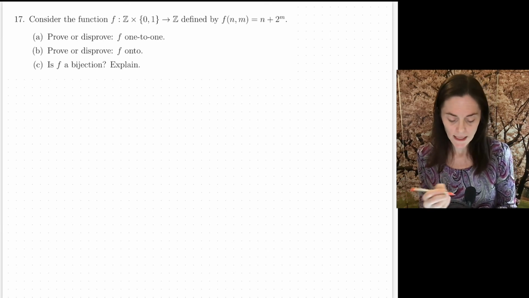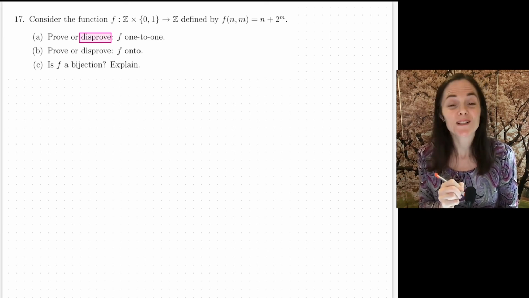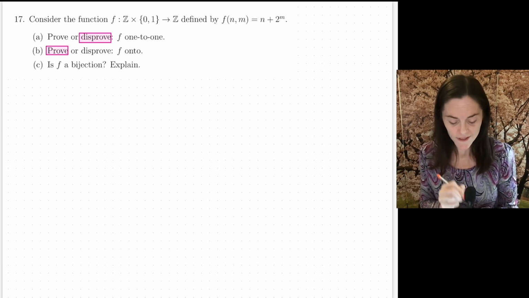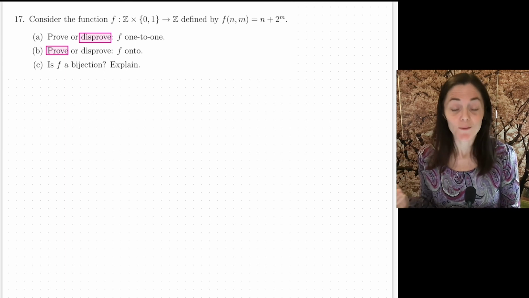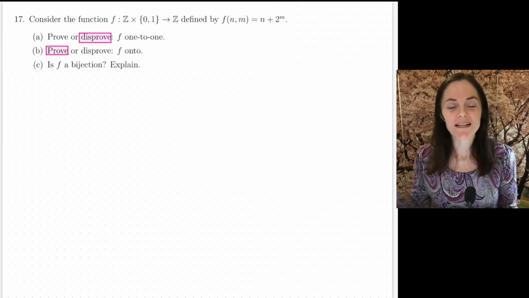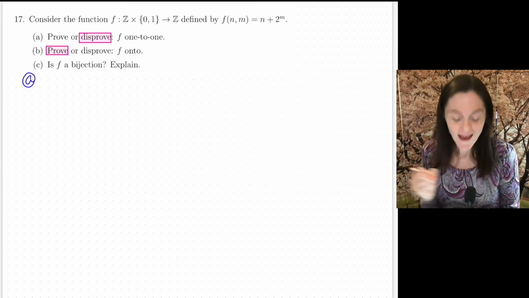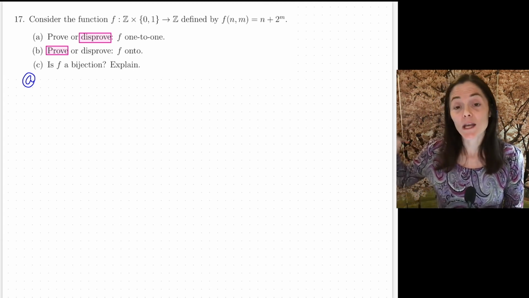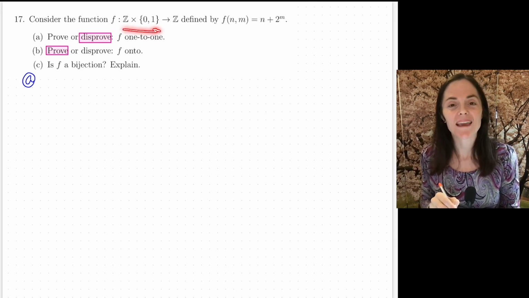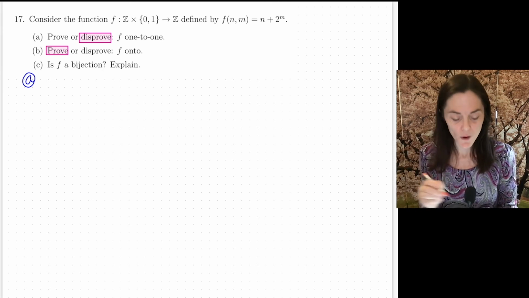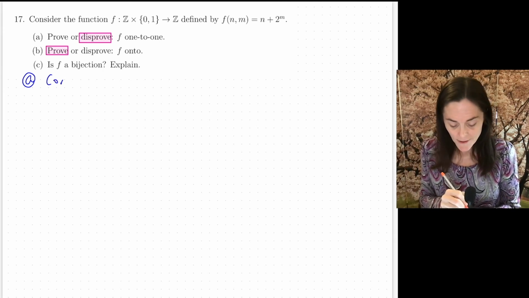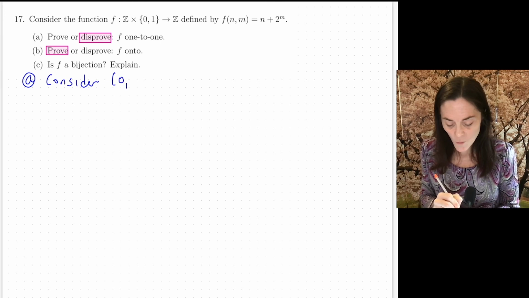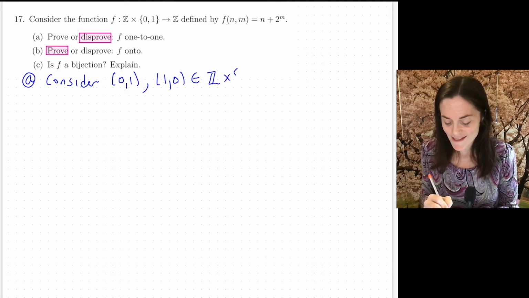Well, let's see. We will disprove 1 to 1. And we will prove F is onto. Now, before I even do that, we will be able to answer no in C because bijection means both 1 to 1 and onto. Okay, well, let's get started with part A. How do you disprove a function is 1 to 1? We need to find two elements here in the domain that map to the same element in the codomain. So the two elements I will choose are (0, 1) and (1, 0). These are both in Z cross {0, 1}.